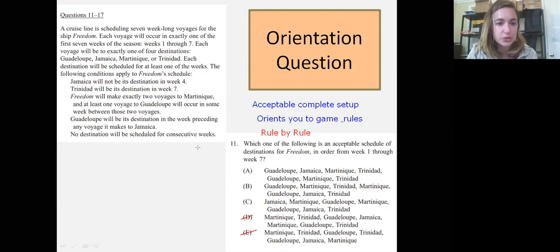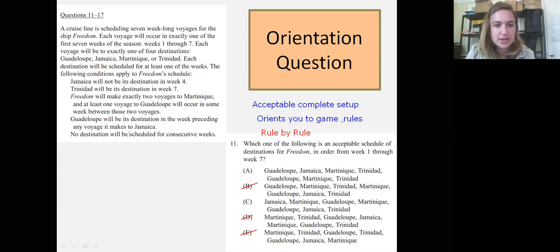F is supposed to make 2 voyages with a voyage to G in between. Or I'm sorry, 2 voyages to M. So we're going M, G, M. We're checking that rule. So I check A, I see M, G, M. Good, yeah, nice. You're faster than me, Teresa. Cool. So B is out based on that.